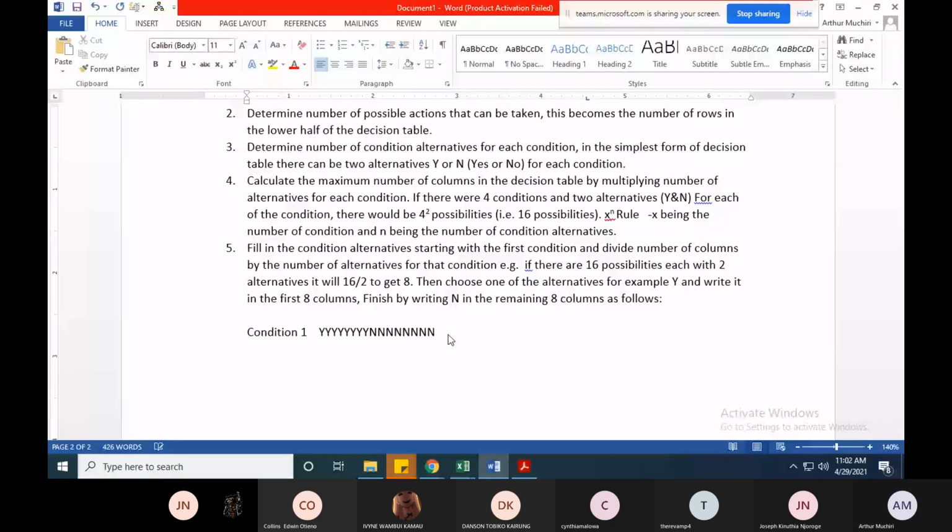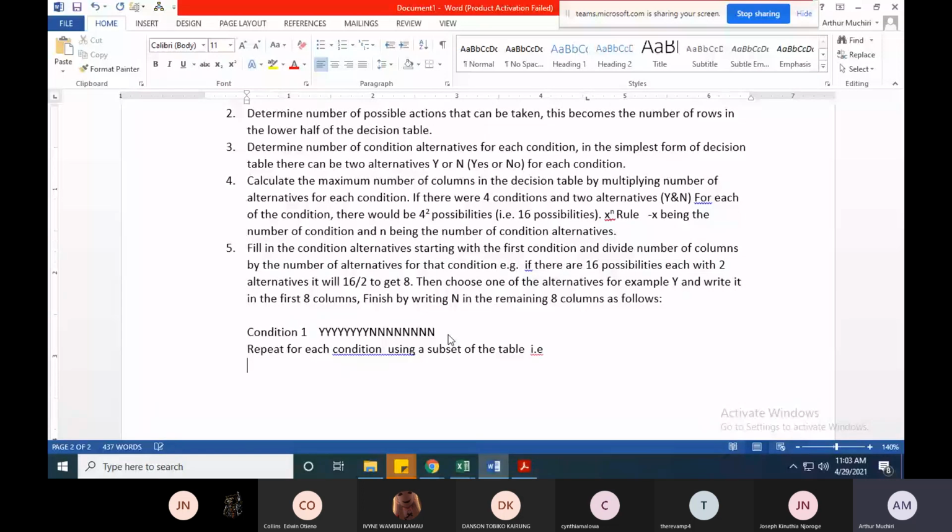Repeat for each condition using a subset of the table. Using the subset of a table, that is, i.e. So, another example of how you continue with that.